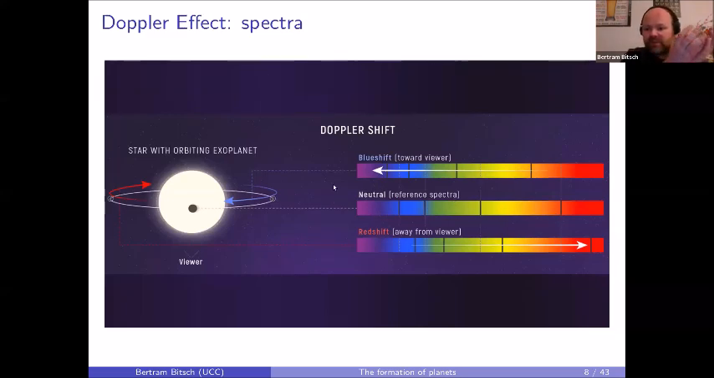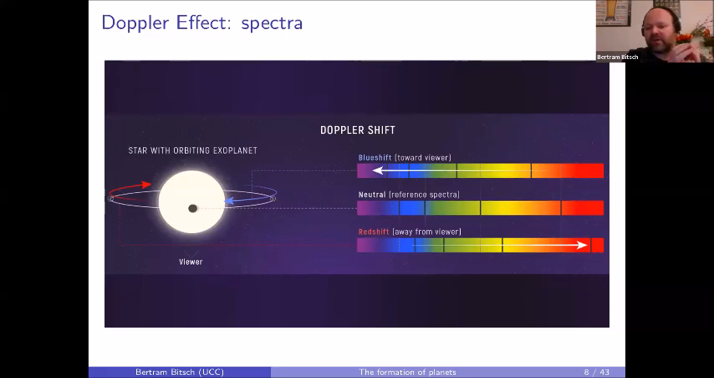Now, if we have this situation where we have a star, this continuous light source, and we have a planet around it, then as this planet moves, the star will also move. And this means that if the star is moving away or towards us, we will see a change in the frequency of the light, and also a shift of these transition lines that we observe. So if the star is moving towards us, we see a blue shift. All these lines that we have in the reference spectrum will move towards the blue part of the visible spectrum in this case.